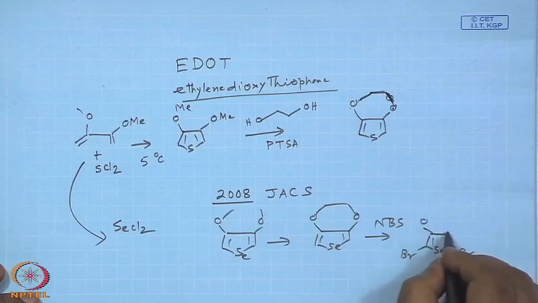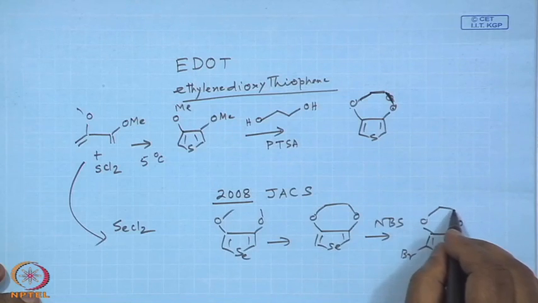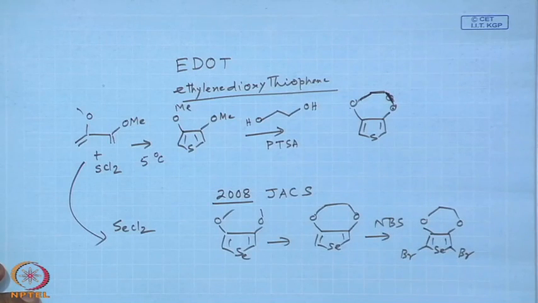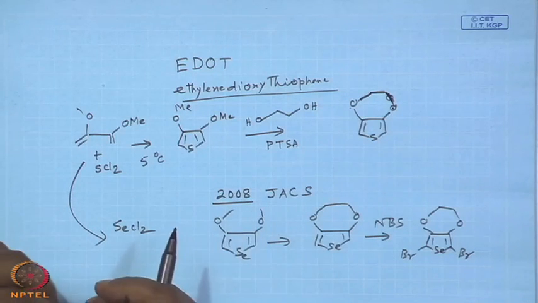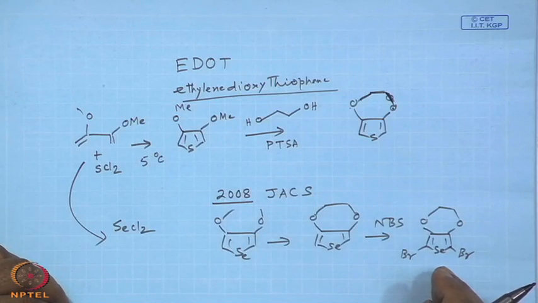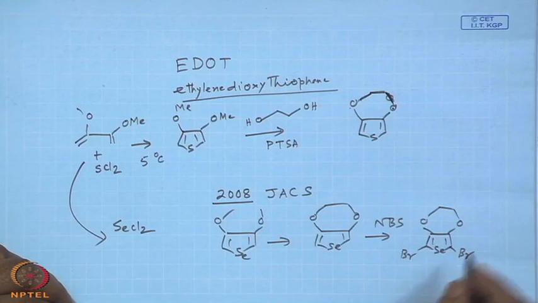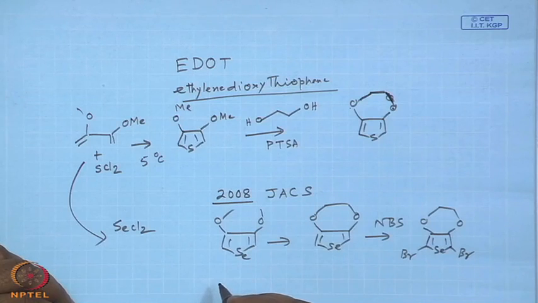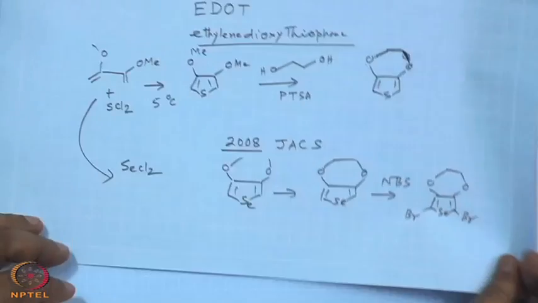So, you will have something like this. That means a dibromoselenophene. So, now our discussion was not restricted to thiophenes, it can also be selenophenes. Up to this was pretty okay, but you know this compound is unstable, but it gives a very interesting compound.